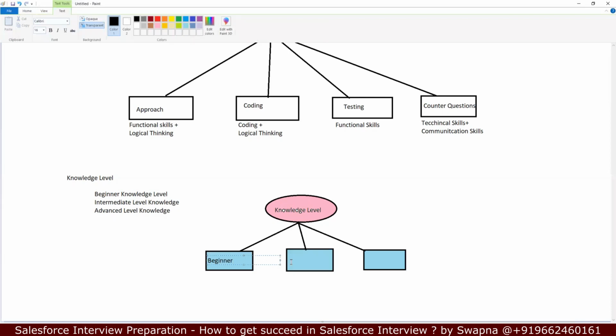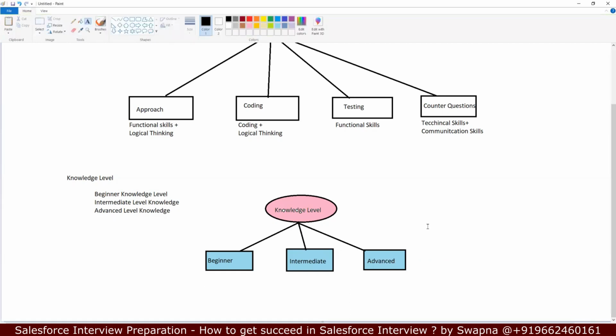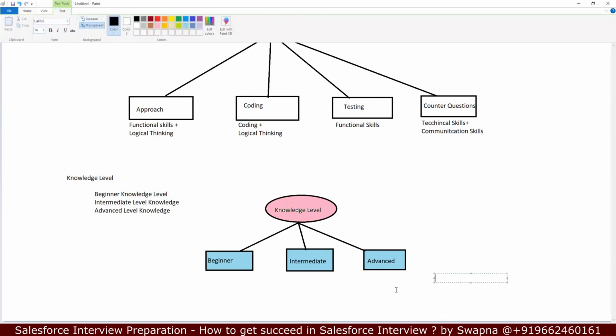Beginner, intermediate, advanced, right? So based on the person's thought process, the interviewer can understand and guess the knowledge level of a person within 15 minutes of the interview.